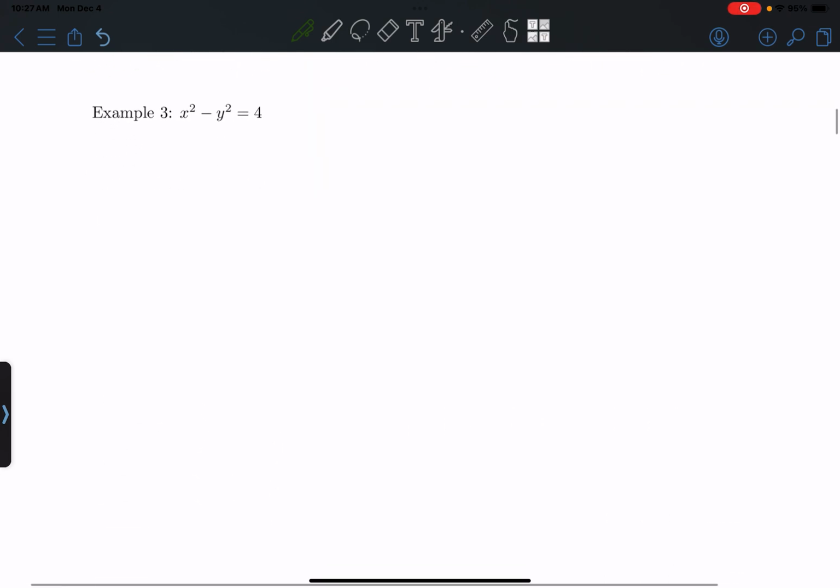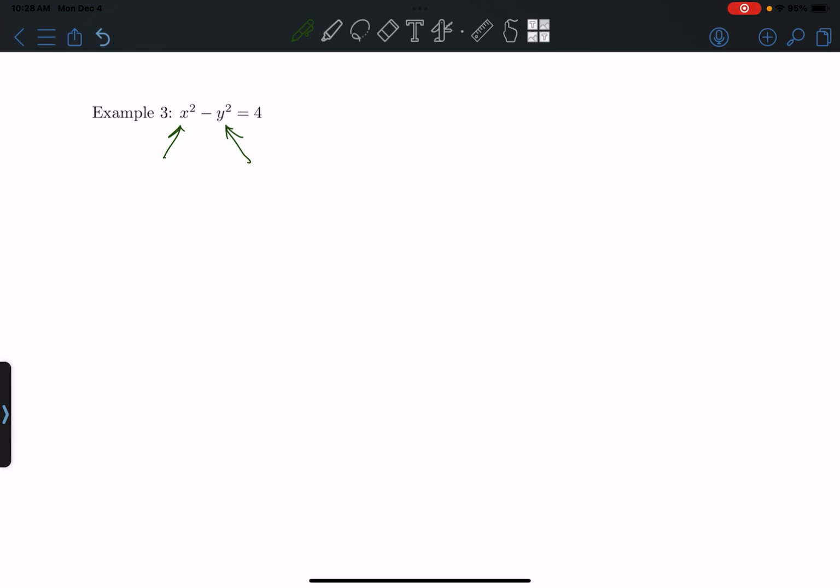Moving on to the last example of this type of problem. Here we see x squared minus y squared is equal to 4. And this one is going to work out a little bit more special, a little bit different than the other ones. So let's take a look. We start off the same though. We start by substituting x and y with the corresponding formulas in terms of polar.